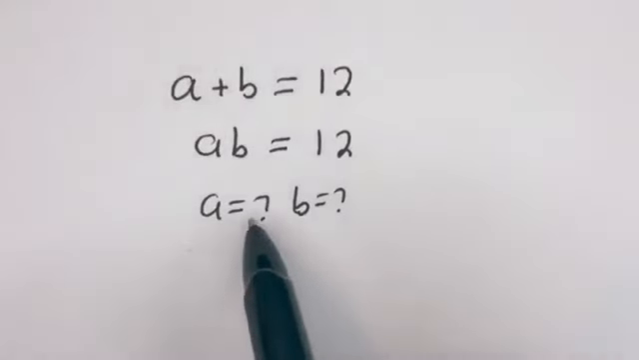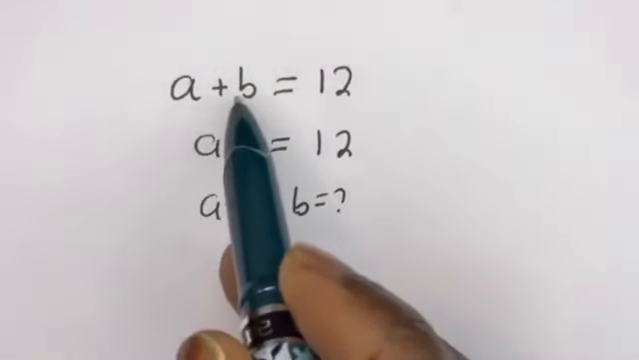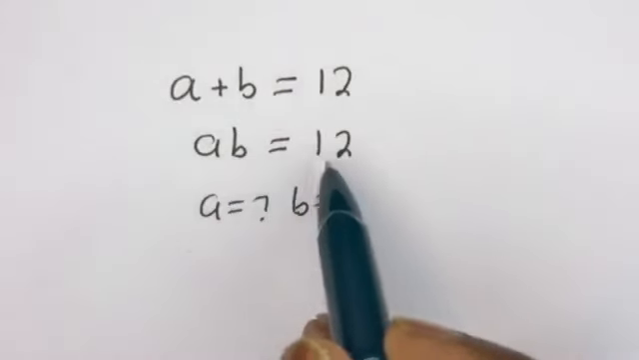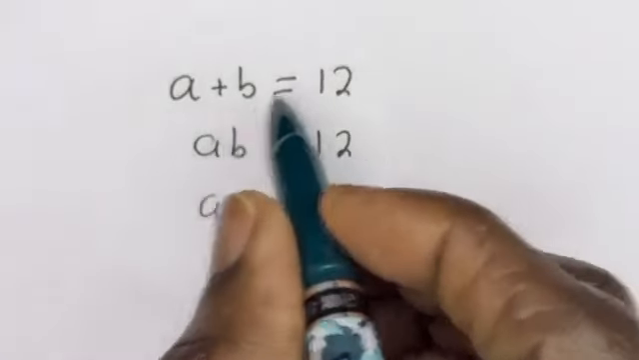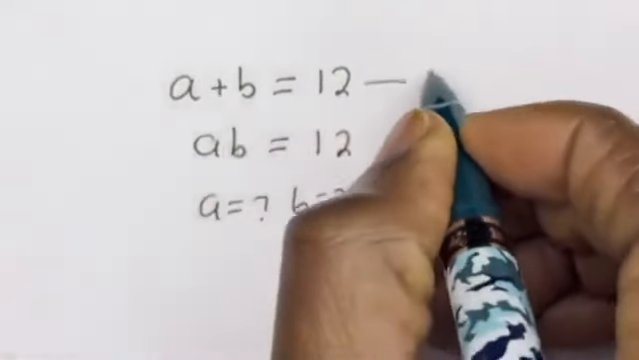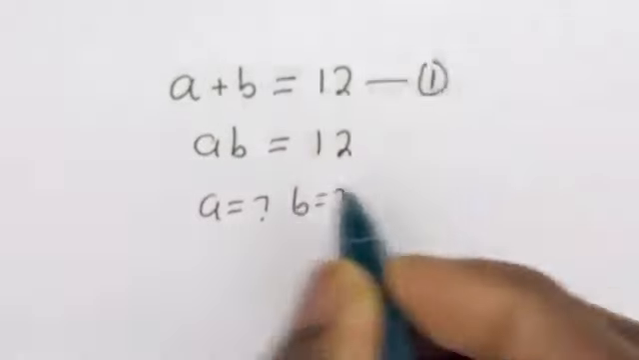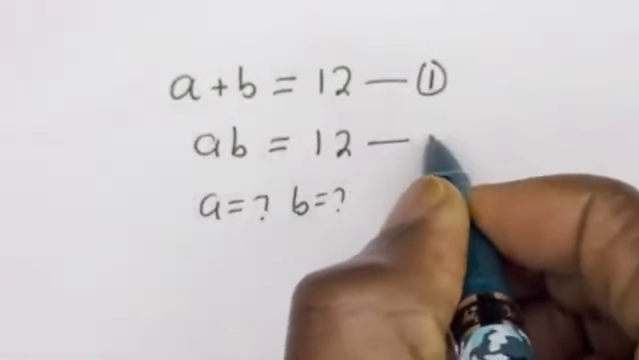Hello, how to solve for A and B in this equation? A plus B is equal to 12. AB is equal to 12. Let's call A plus B equal to 12 equation 1, and AB equal to 12 equation 2.